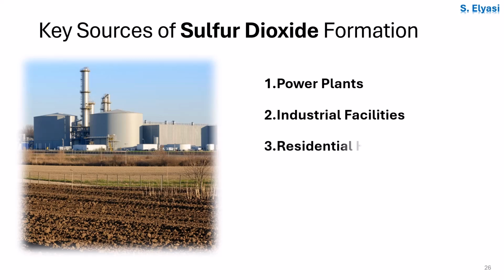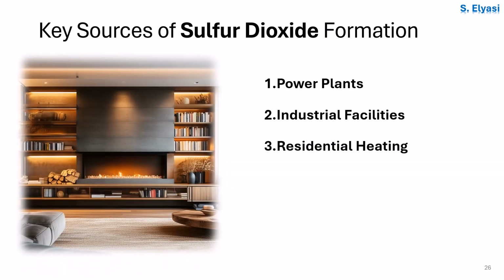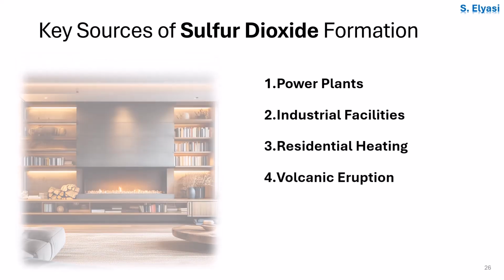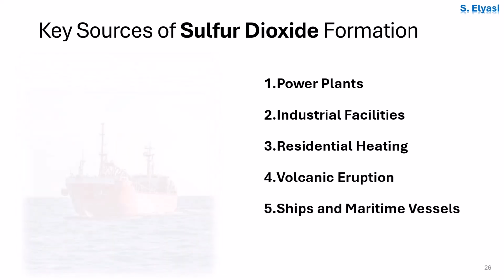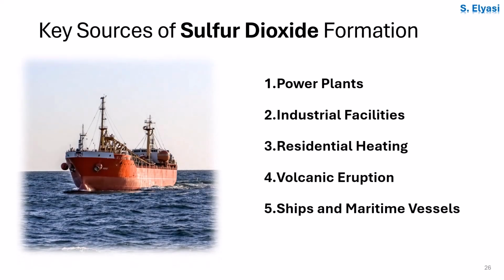Residential heating, the burning of heating oil and other sulfur-containing fuels in residential furnaces and boilers, produces SO2, though this is generally a smaller source compared to power plants and industrial processes. Volcanic eruptions, natural emissions of sulfur dioxide can occur during volcanic eruptions, which release large quantities of gases, including SO2, into the atmosphere. Ships and maritime vessels. Heavy fuel oils used in large ships contain sulfur and can be significant sources of SO2 in coastal areas and ports.